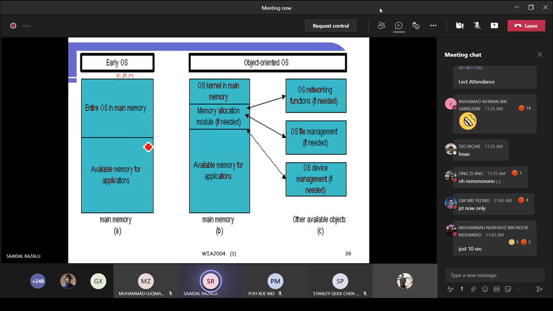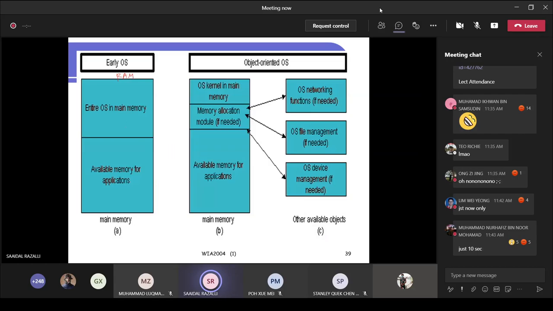Available memory for applications is what is left. Like, say you have a 32 megabyte RAM, half of it, 16, is occupied by the OS. If you install Windows 98, almost half of the RAM is occupied. So you have very little space to execute or allocate your jobs or applications. Okay, this is the early OS.